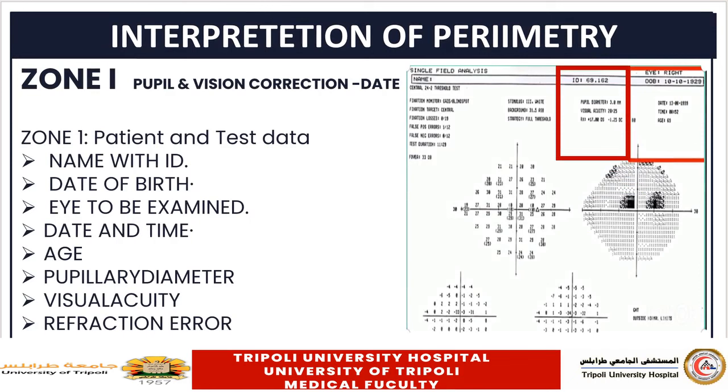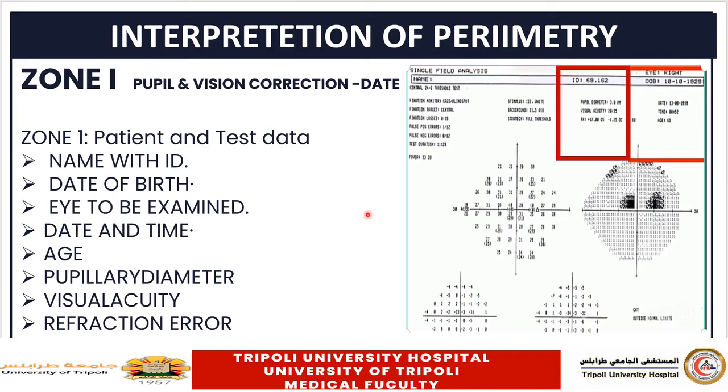Here we will speak about the first zone in the perimetry map. That is the zone that contains the demographic data of the patient. That's the patient name and age. And the most important is the age of the patient. The date of birth is very important to compare it with the normative data.